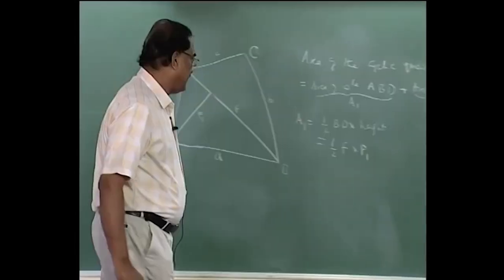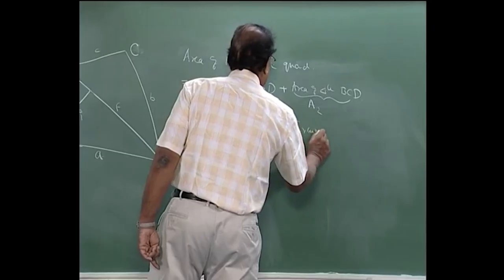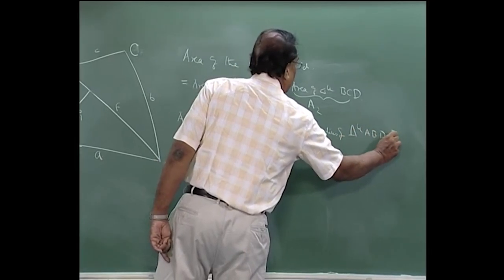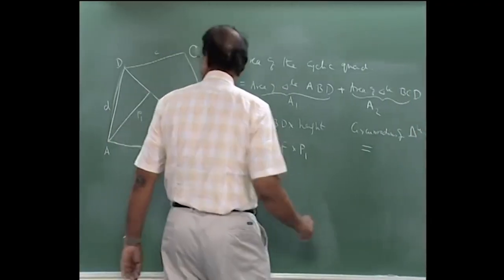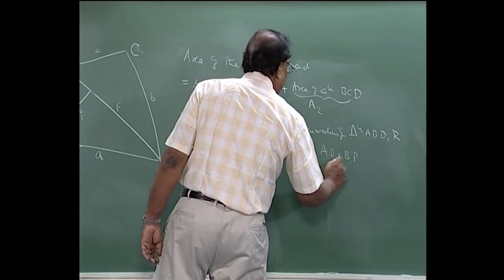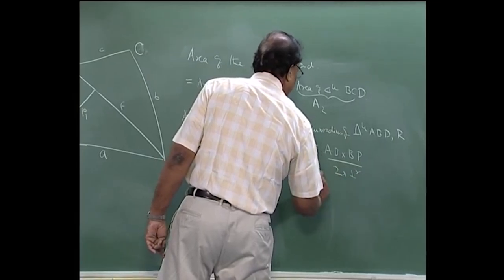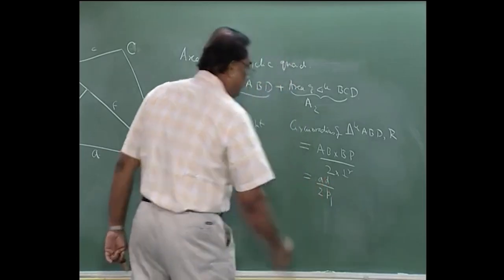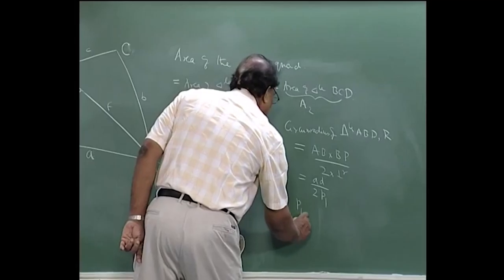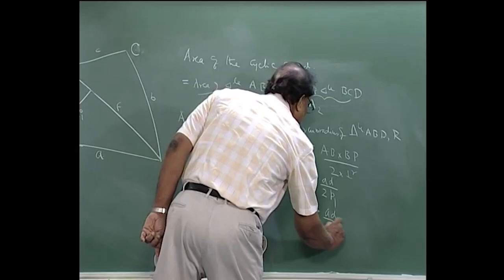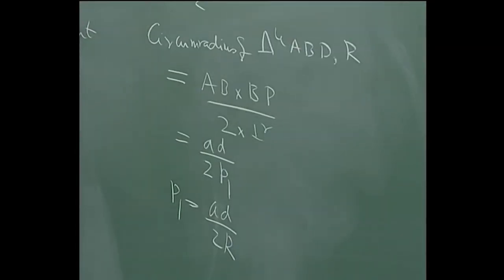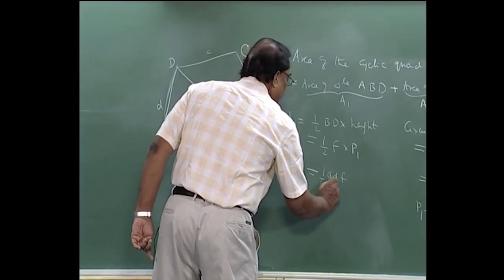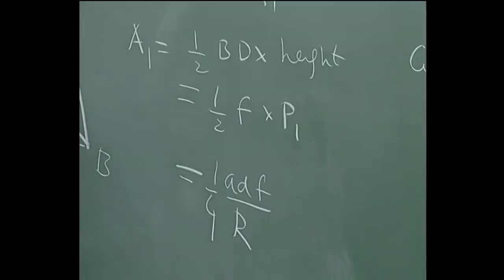Now the circumradius of the triangle ABD, if you call it R, is the product of the two sides AB into BD divided by twice the perpendicular. This is essentially AD divided by 2 into the perpendicular P1. So you get P1 equal to AD divided by 2R. Substituting that here, one can see that this is equal to 1 by 4 into AD into F divided by R. So this is the area of the triangle ABD.